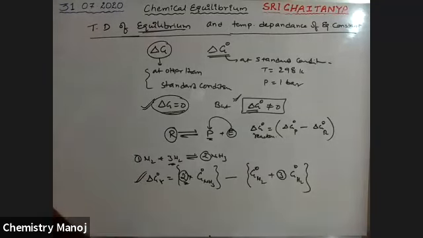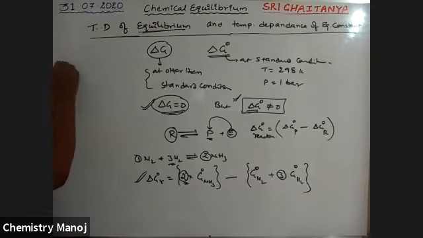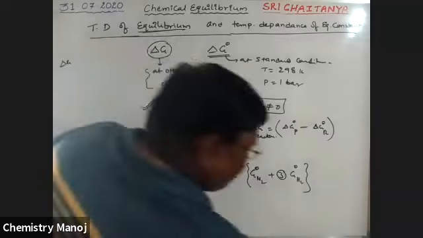If you know delta G naught, we have the formula in our thermodynamics. Delta G naught, delta G is equal to, see here.